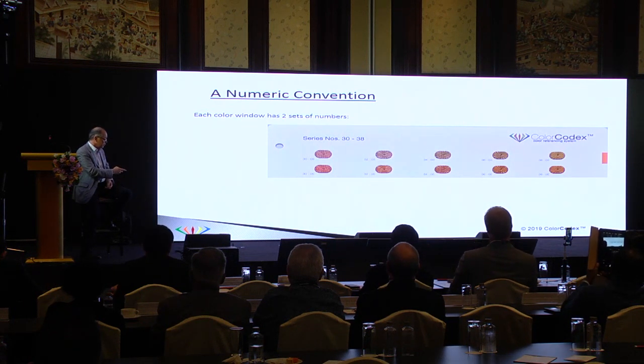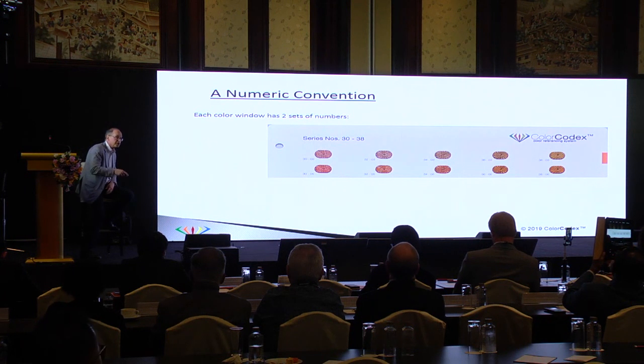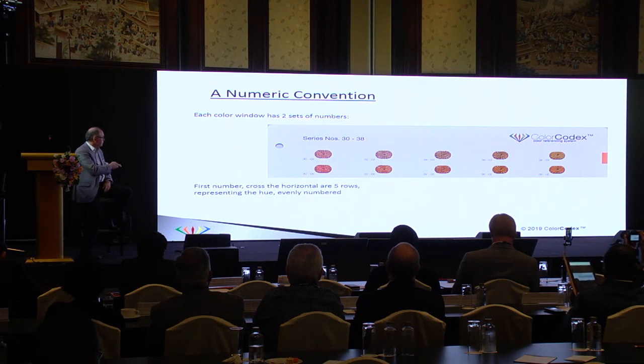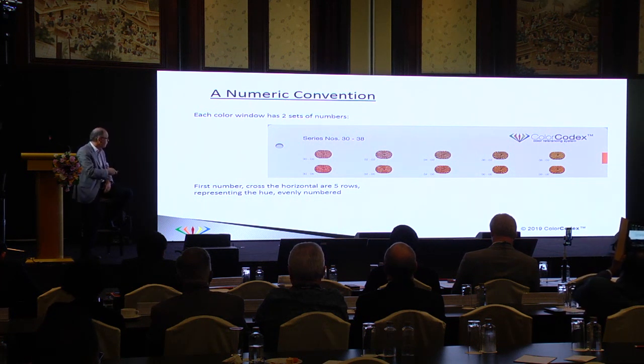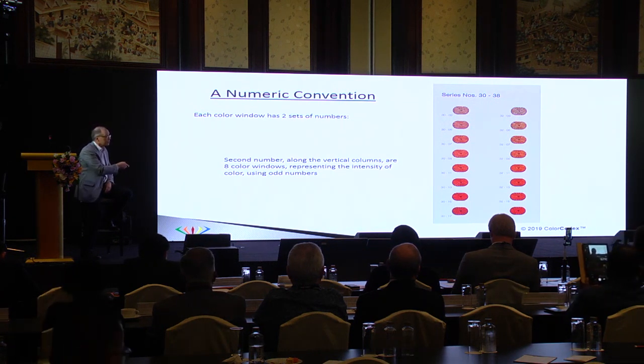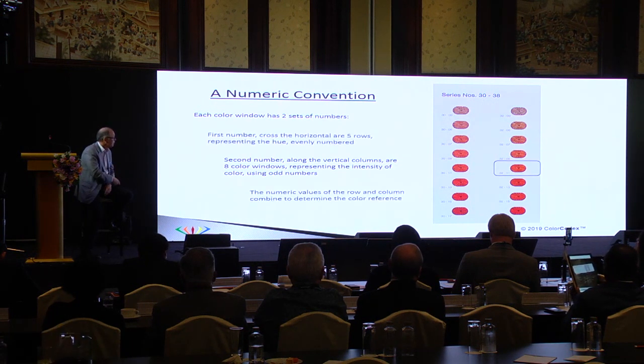On each of these sheets, there are 13 sheets in the color codex system, and it represents the full spectrum of color. We're going to find each color window is represented by two sets of numbers. The first set of numbers is across the horizontal. These are different hues. This is the transition of hue across a page, and these are evenly numbered. The second number represents the intensity level of a particular hue, and these are actually odd numbers. By combining these two numeric values, you get the specific color reference for a stone.